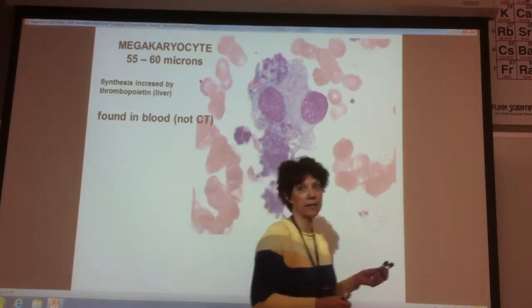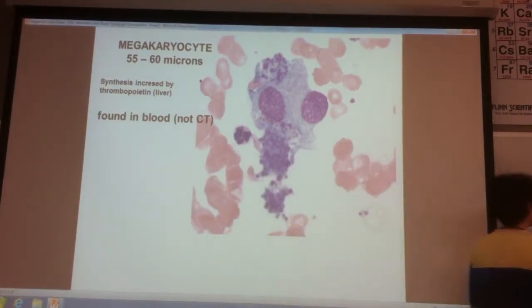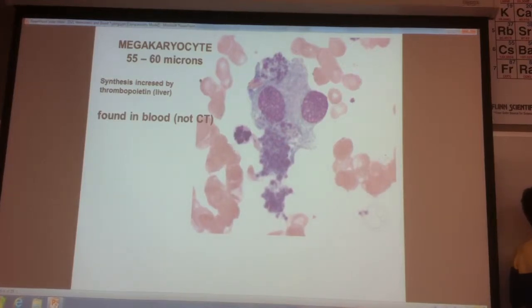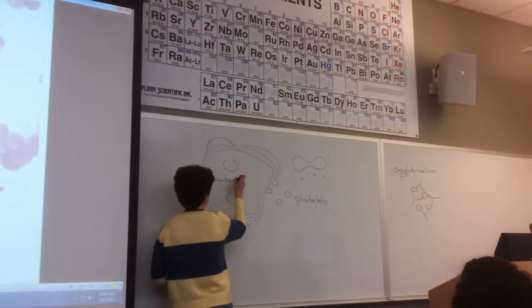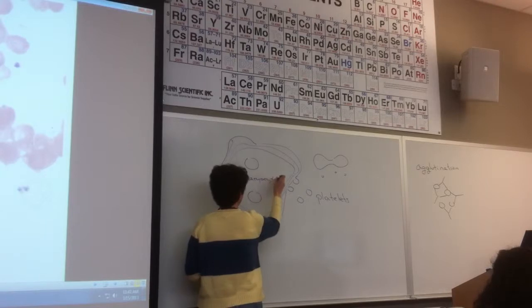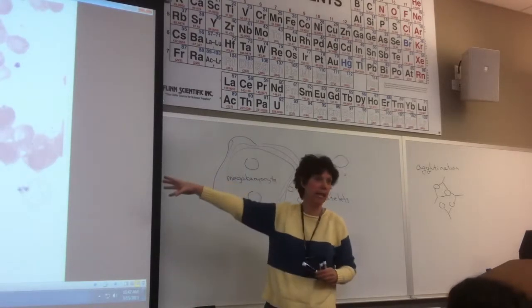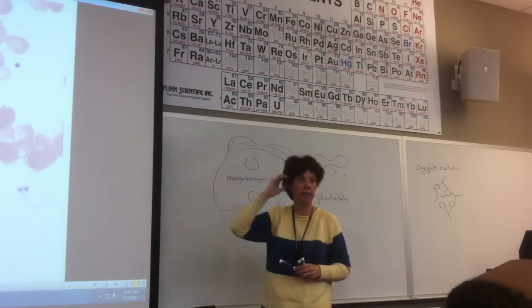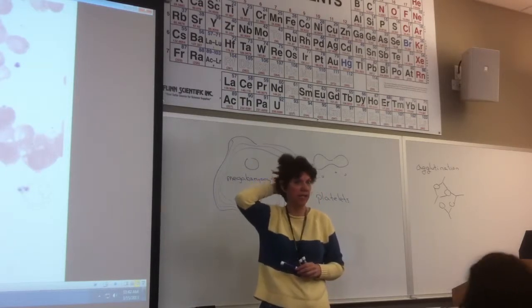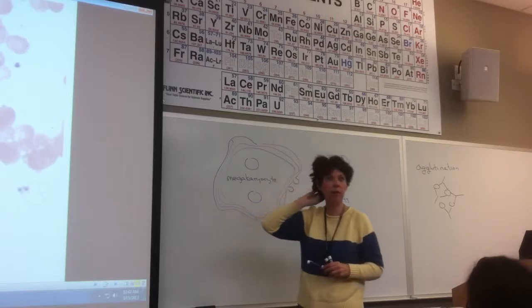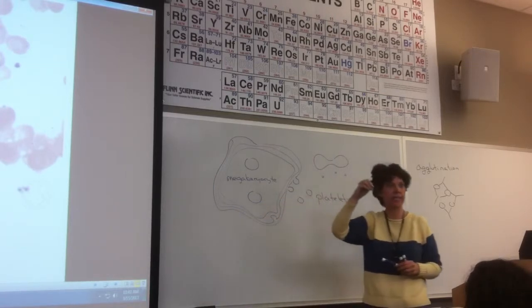So the megakaryocytes are too large to actually leave the bone marrow. The platelets easily leave the bone marrow. They function in the blood, so they're not going to be exiting the blood vessels, the capillaries, and going into the connective tissue. So their role for hemostasis is within the blood itself.